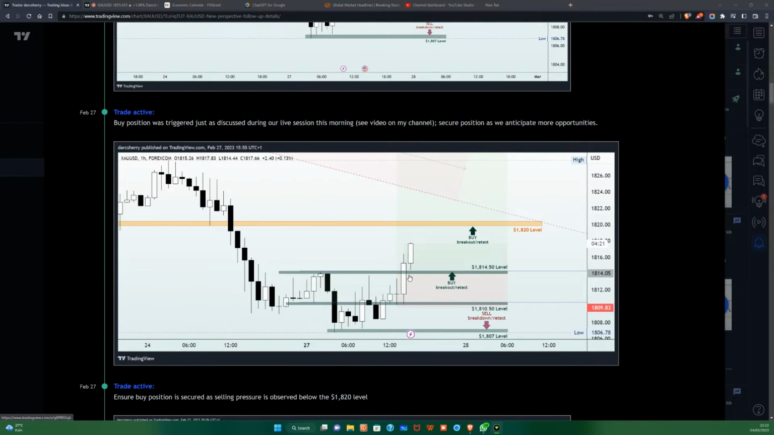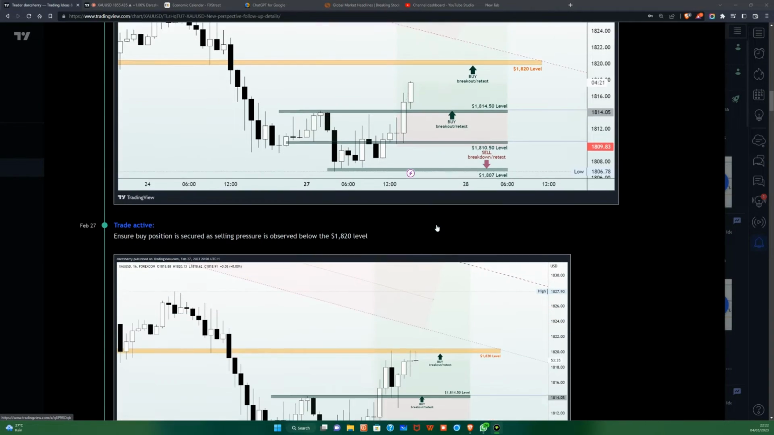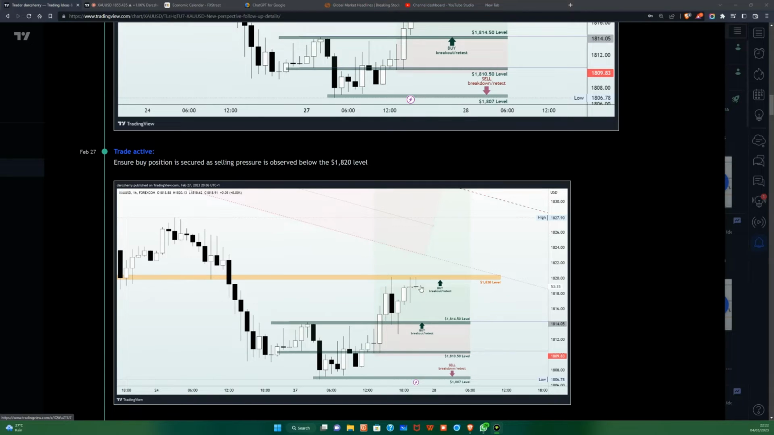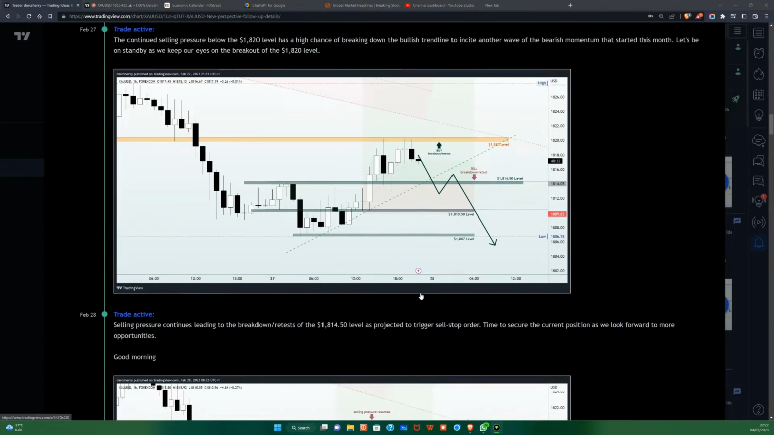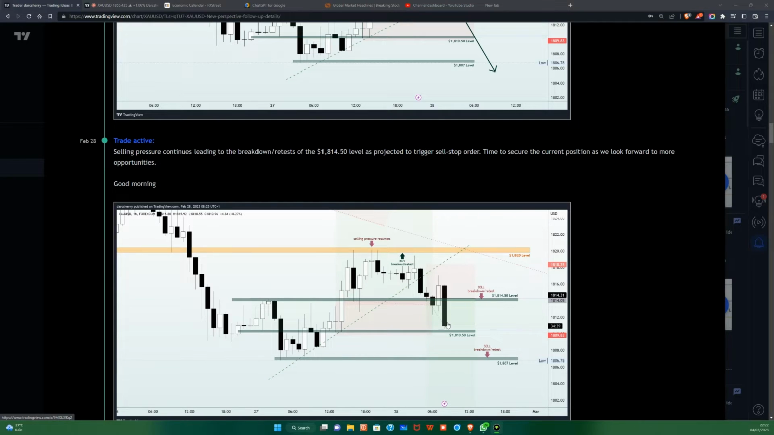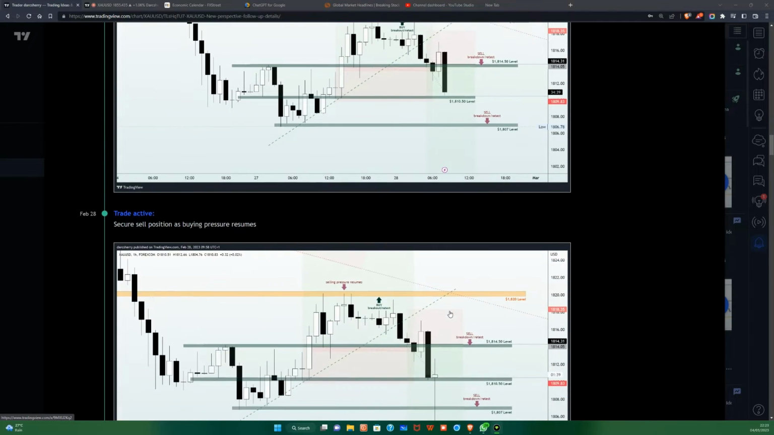Then we saw the breakout of the 1,814 for the first time for the week, triggering our buy position. As soon as price got into the 1,820 level, we began to see some selling pressure around that area. At this point I shared that we should secure the current buy position, thinking that the continued selling pressure might incite a sell off in this market, if we take into consideration what has been happening here in the last 3 to 4 weeks. The sell pressure continued, price action broke to the downside and triggered some of our sell positions right below the $1,814 level. And look at what happened afterward.